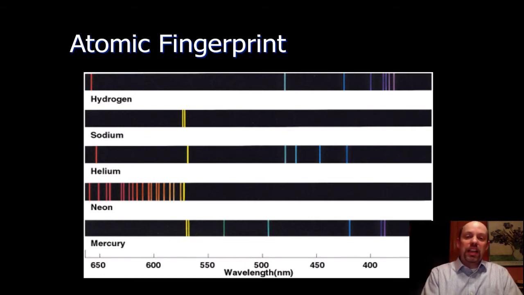So for example, a light bulb, a fluorescent light bulb, might have some combination of the patterns you see here, all combined into one image. And that means there's multiple gases in that light bulb that are contributing to give you this pattern.